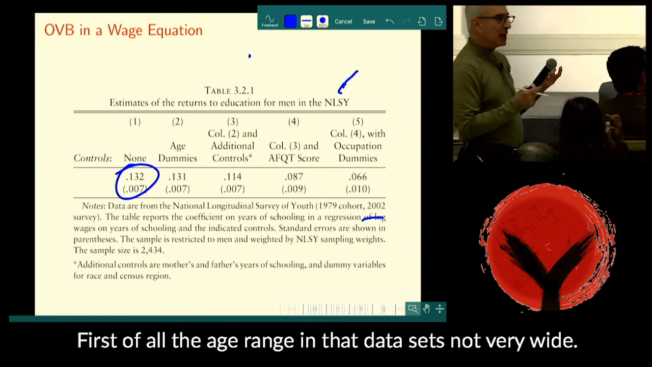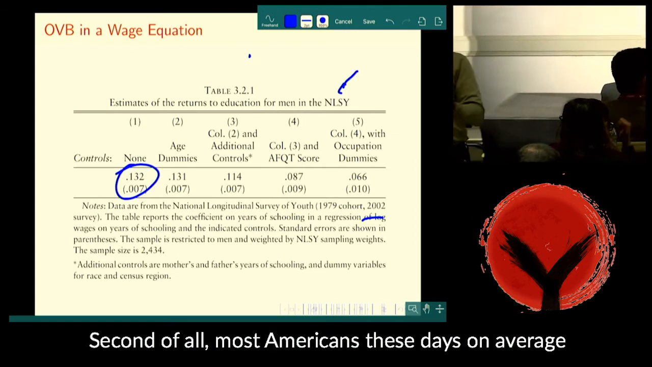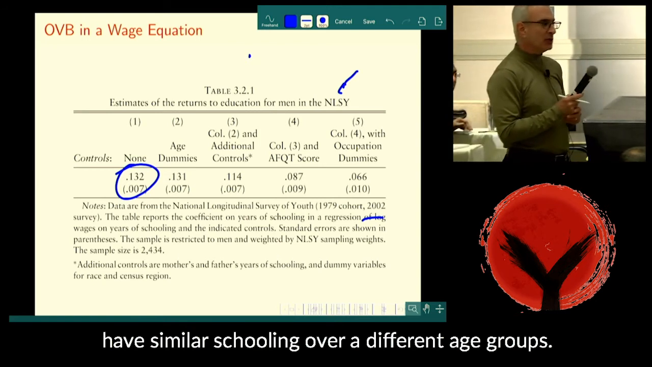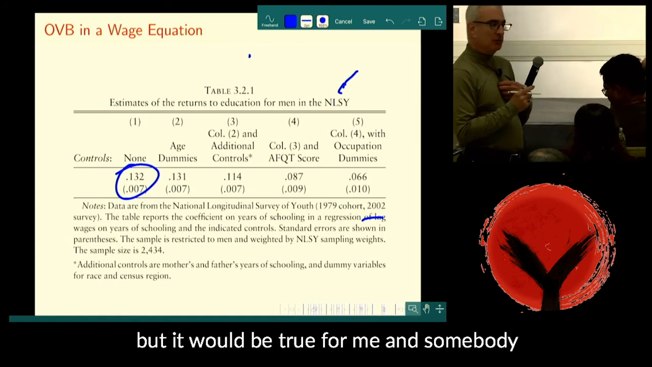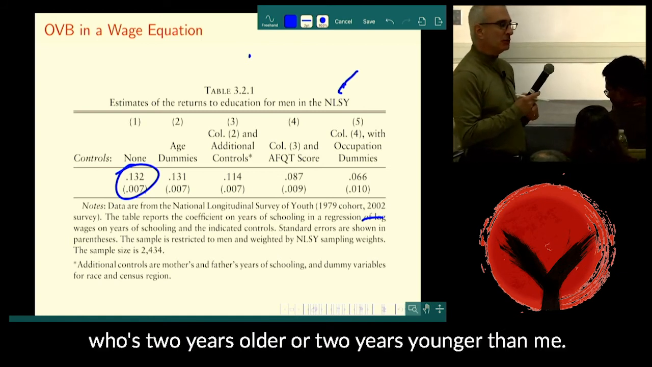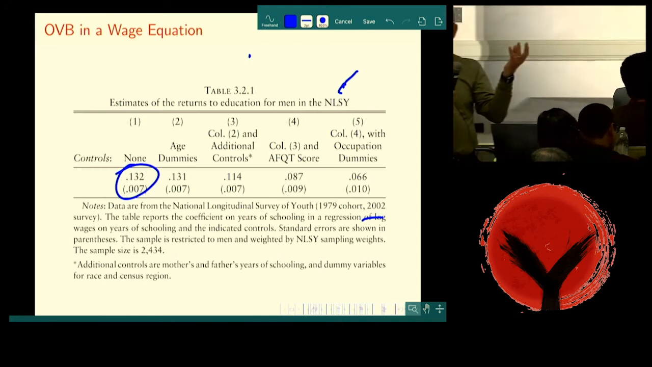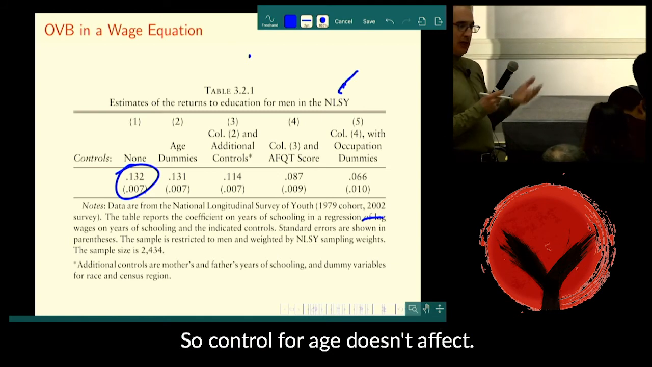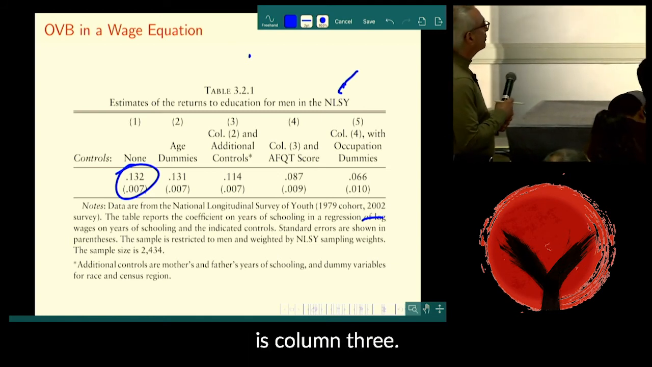First of all, the age range in that data set's not very wide. Second of all, most Americans these days, on average, have similar schooling over different age groups. Wouldn't be true for me versus my parents, but it would be true for me and somebody who's 2 years older or 2 years younger than me. So the OVB here is 0. Age and education are uncorrelated, so control for age doesn't affect it.